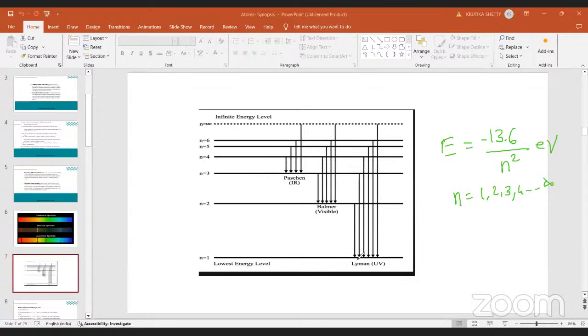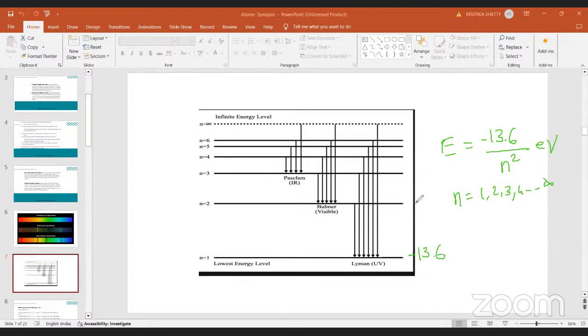Here you can see the Lyman series. The Lyman series is there, Balmer is there. In the Lyman series, n is equal to 1. Here you can see that it is representing n is equal to 1. When n is equal to 1, what is the energy value? It is minus 13.6.